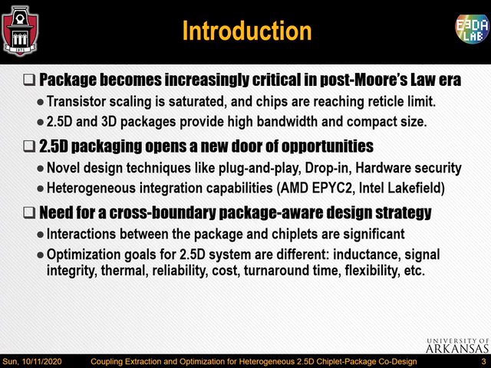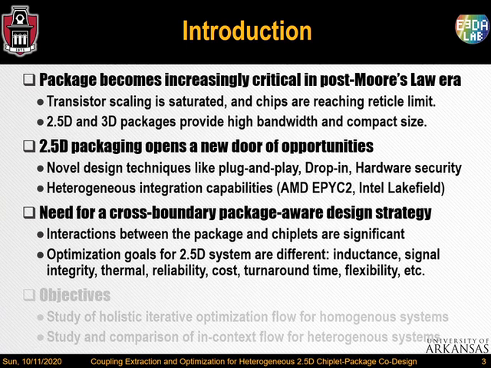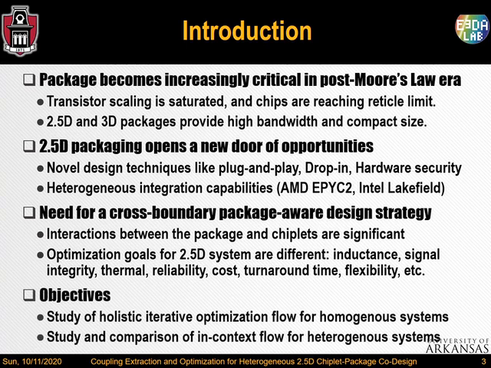In these high-density packages, the package and chiplets are so close to each other that the interactions between them become significant. These interactions need to be considered carefully in design and optimization steps to implement a fully optimized and high-performance 2.5D system. Currently, there is no standard design flow that can address these issues and take full advantage of the design capabilities offered by 2.5D packaging. We developed our holistic flow for homogeneous and in-context flow for heterogeneous 2.5D systems that can fulfill these needs.